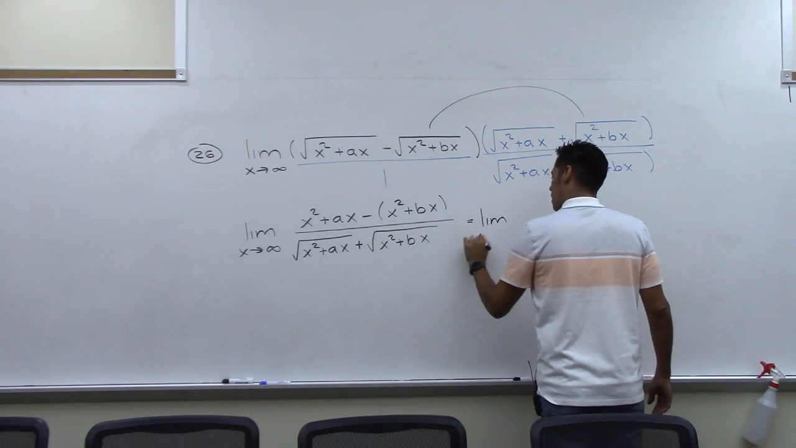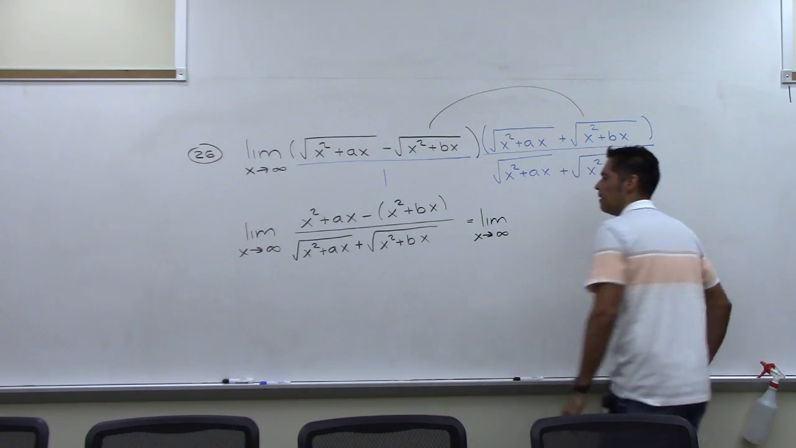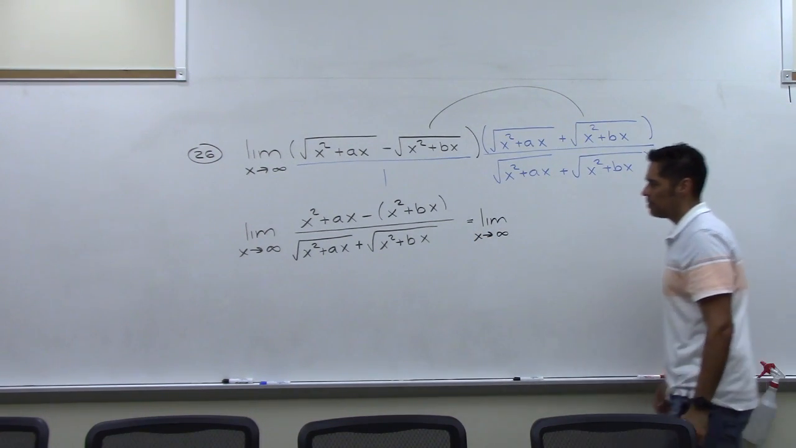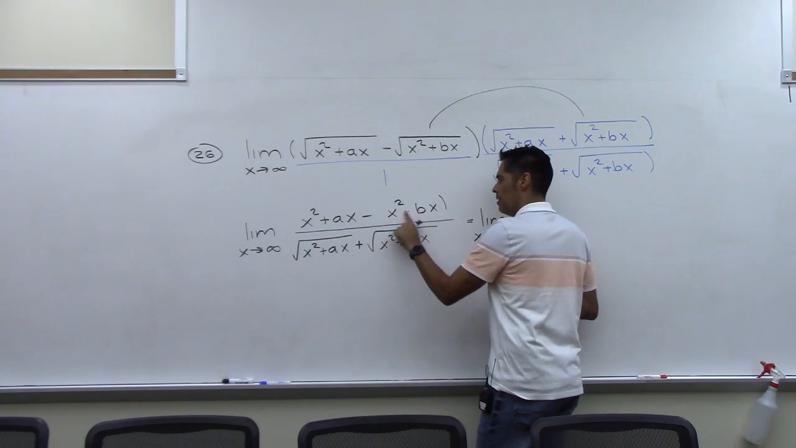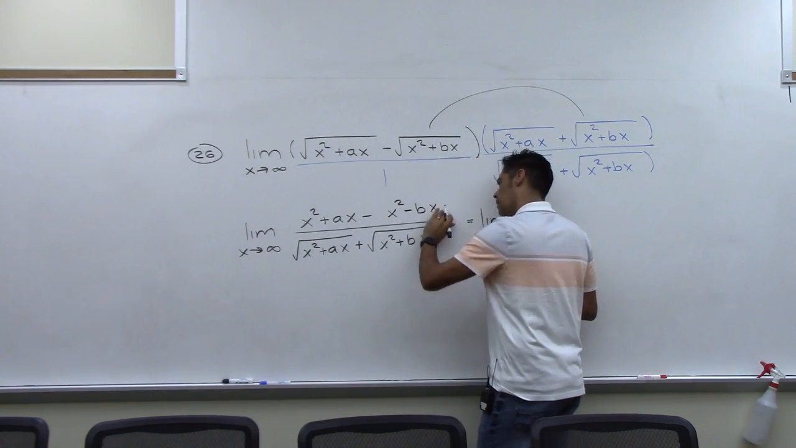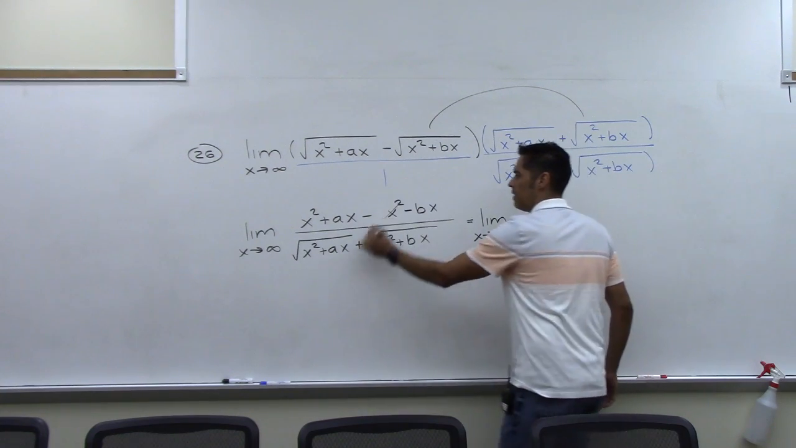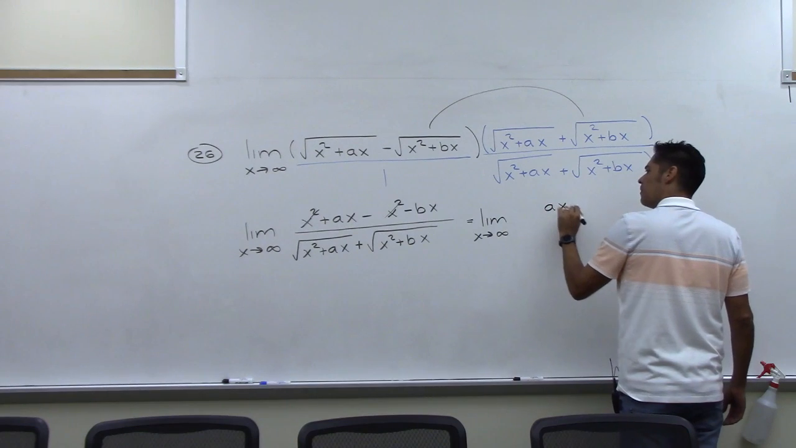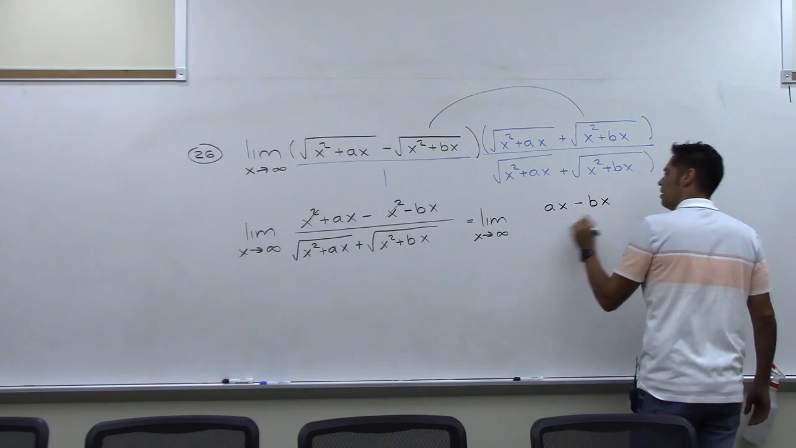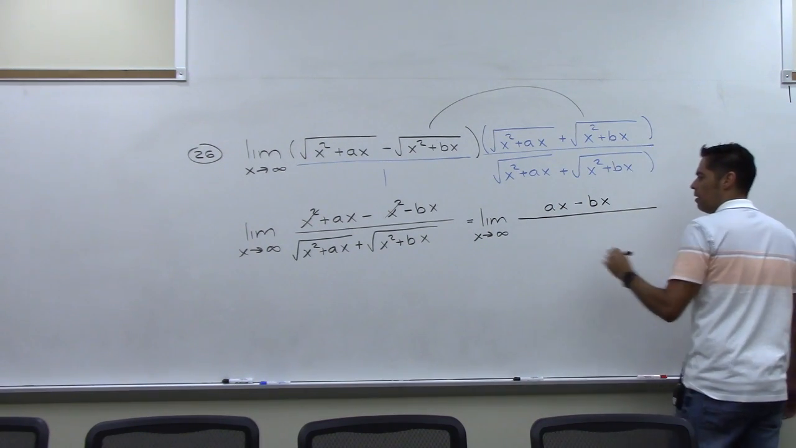Limit x goes to infinity. And now let's clean up the top. If we distribute the negative through, that's negative and this one becomes negative. And the x squareds cancel. What you're left with is ax minus bx over all that root stuff.